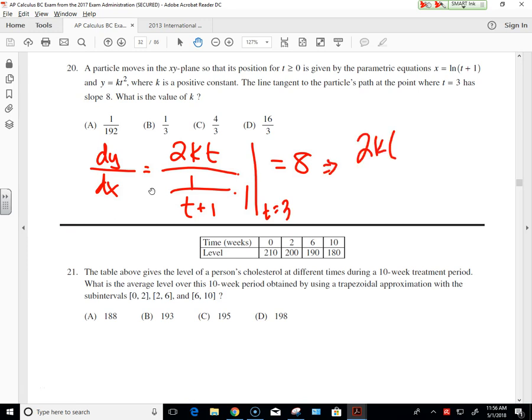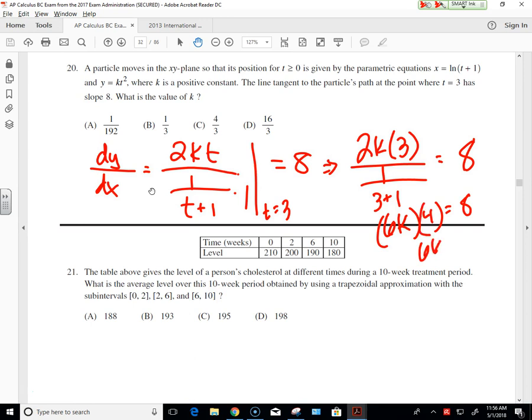So 2 times k times 3 all over 1 over 3 plus 1 equals 8. So I have 6k multiplying by the reciprocal of 4 equals 8. 6k equals 2. I would say 1/3.